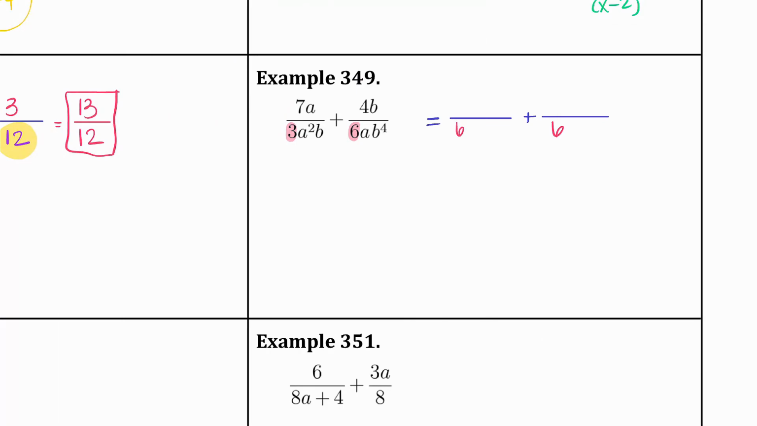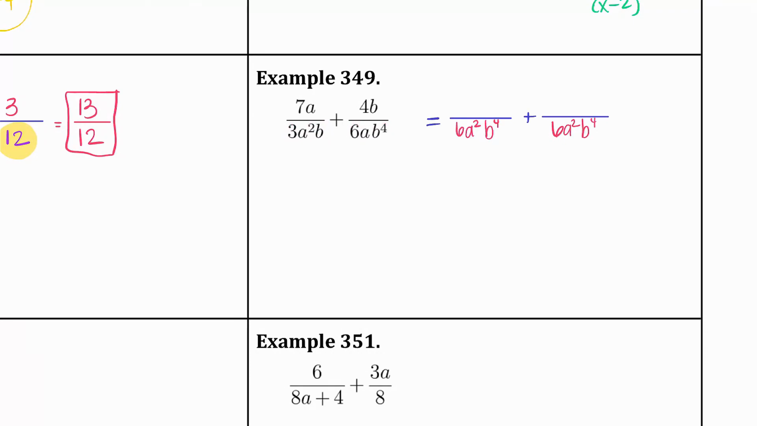All right, let's look at our a's. We have a squared and a. We're going to have to use our highest power. So we need a squared. And then our b's, we have b to the first and b to the fourth. We're going to have to use our highest power, so b to the fourth. Okay, so our common denominator is 6a squared, b to the fourth.